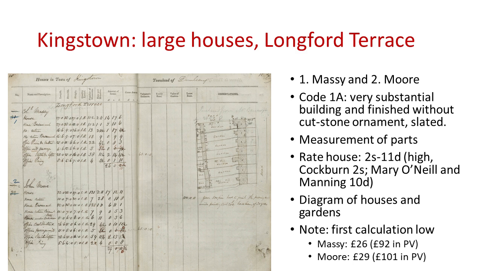They also give the first valuation. You can see that the first valuation is low. Massey's first valuation was £26. But by the time they go through all the working out of the additional value and the situation of the house, having a sea view, for instance, which these houses would have had, that was considered a plus, so they put up the valuation, as they would now. By the time it comes to the primary valuation, this valuation is £92, and Mr. Moore's valuation was £29, and it became £101 by the time they'd done all the sums.